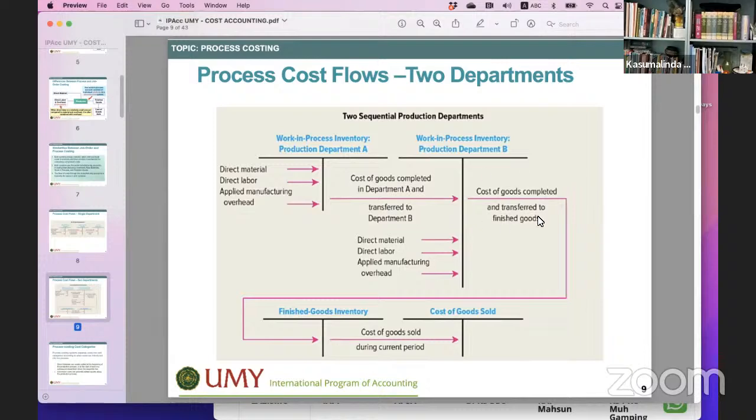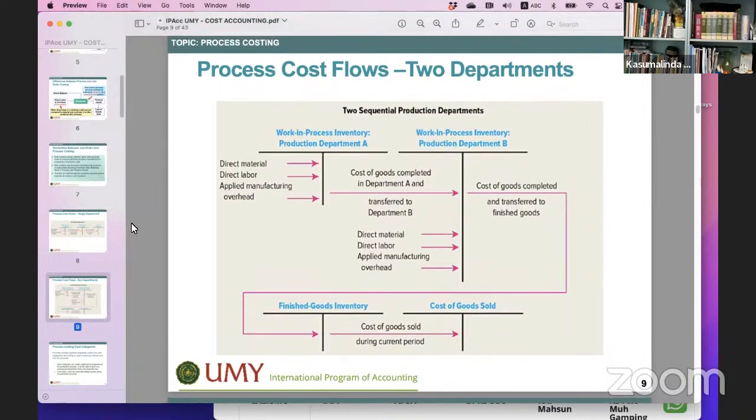So in the second department, they receive the cost from the previous department, which is Department A. Okay, and they will have four items: direct material, direct labor, overhead, and also transferred in cost from the previous department. Okay, once completed here, they will transfer to finished goods inventory. Once sold, they will transfer to cost of goods sold. Okay, so I hope that is clear to you on the flow of costs.